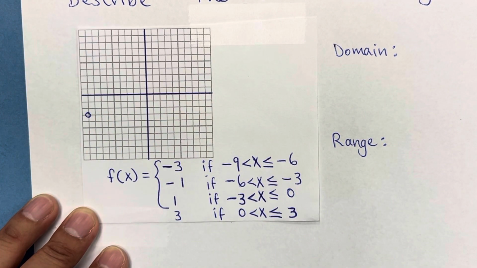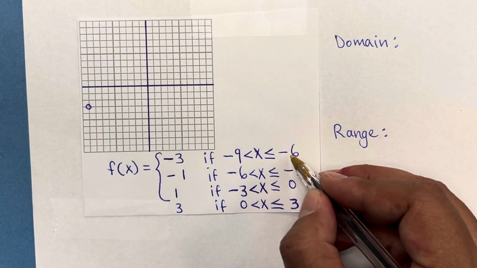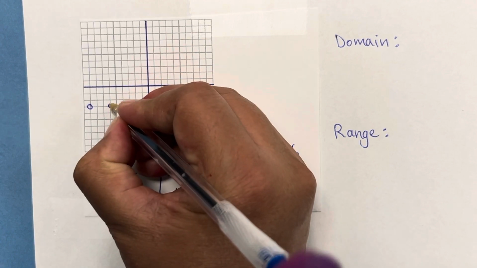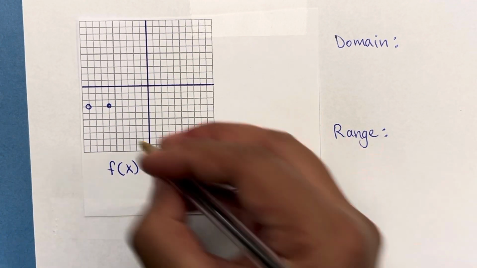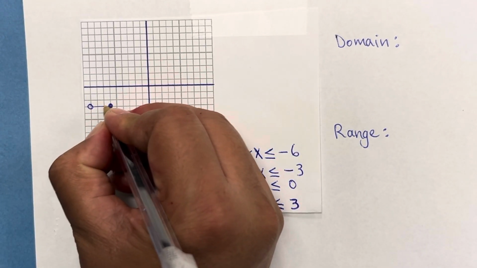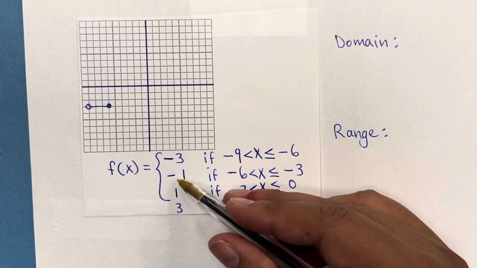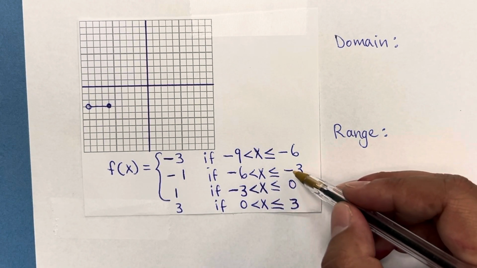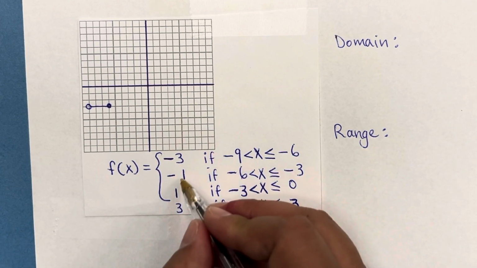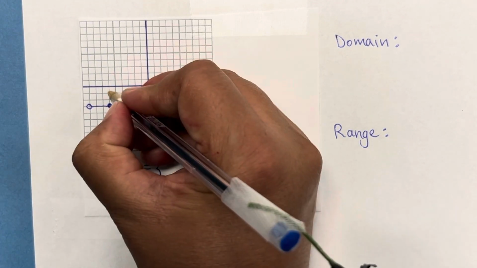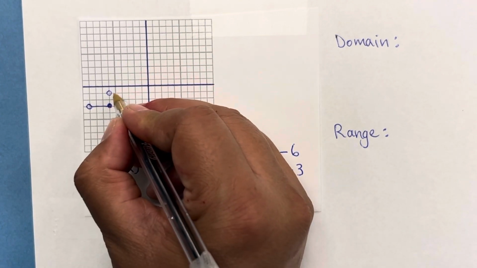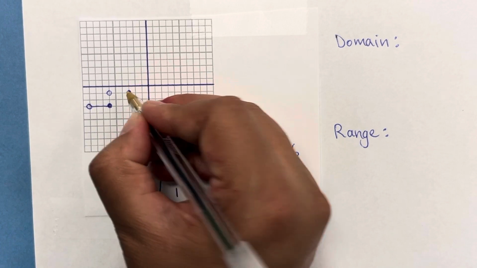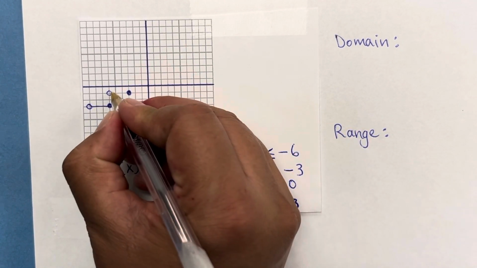So we put an open circle. And it goes all the way to -6, so -6 is right here. And that one, we close it because it has the equal sign. And just connect those two circles. For the next one is -1 between -6, not including the -6, up to -3, including the -3. So -1 is this line right here, but between -6 up to -3. Okay, -1, 2, 3, and then -1. Connect those.